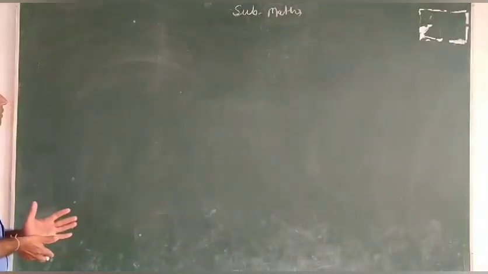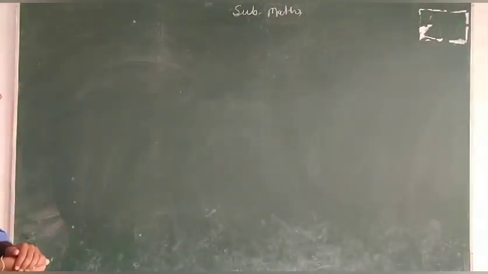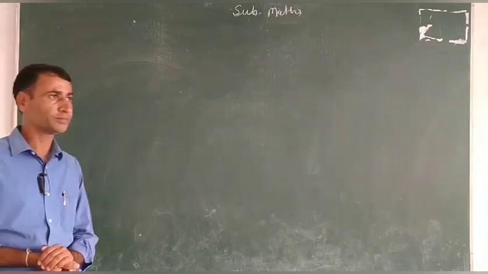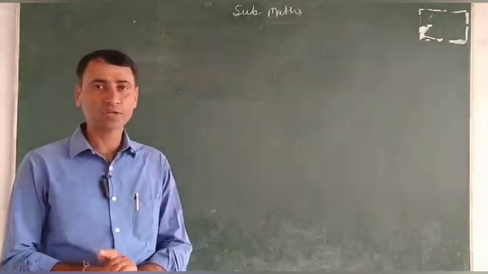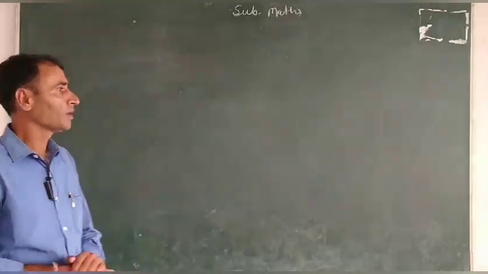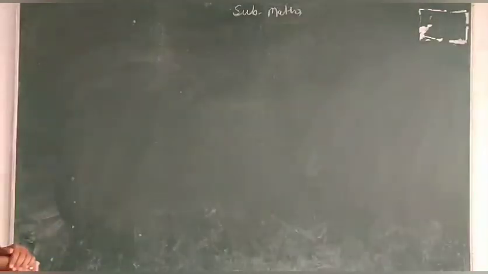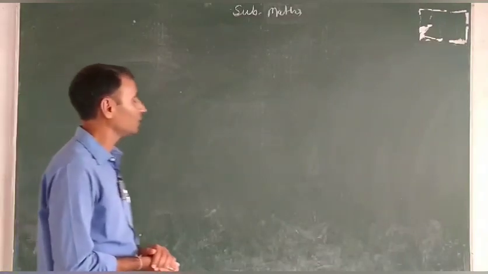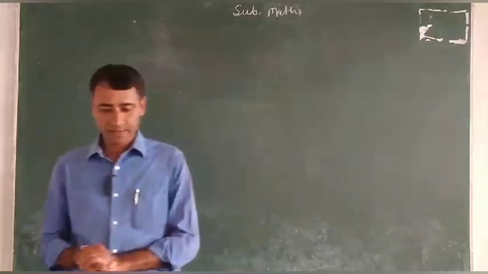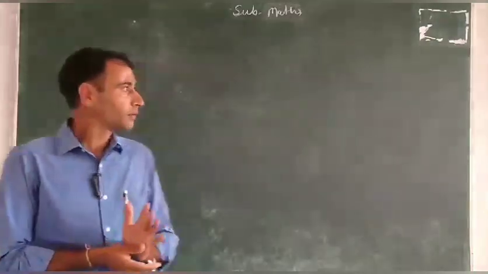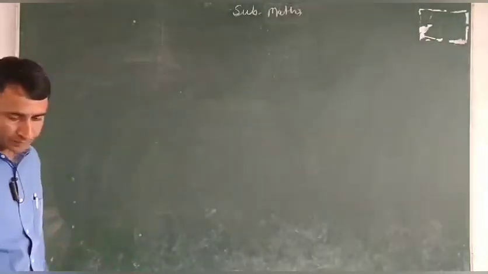In the previous lecture, we discussed arithmetic progression and learnt how to find the nth term of that AP. Regarding that, we also learned about the first term A, common difference D, and N.